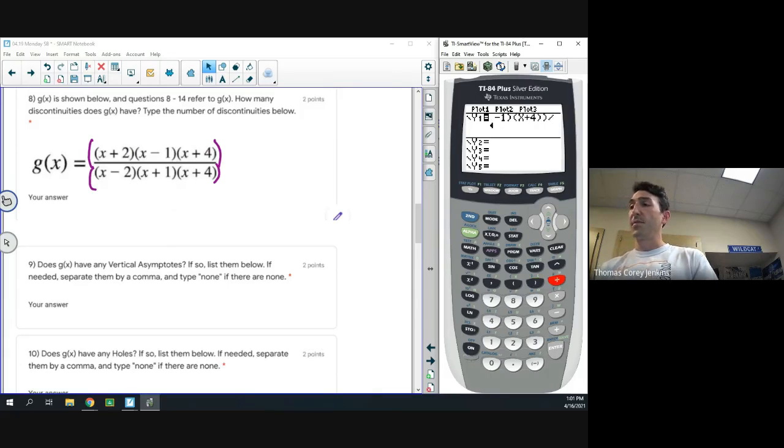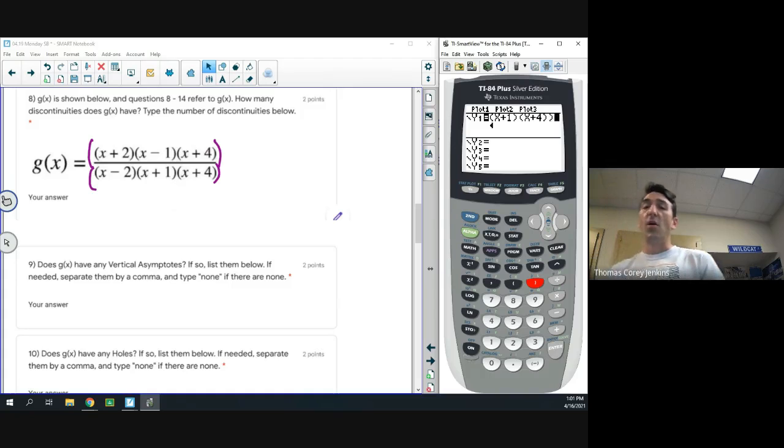And now fraction bar is divided by, and we'll do the same thing here. Open with a double parentheses, and then x minus 2, close, open, then x plus 1, close, open, and then x plus 4. And then you can close them at the end or not. Your calculator does that automatically if you don't.